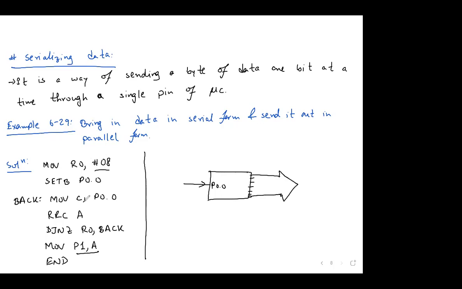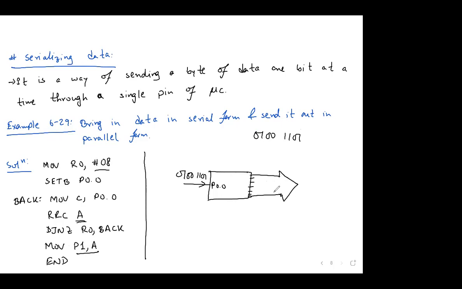See, whatever the data is, you have a single pin. Say the data is something like 01001101. This data will come over here like this, 1101. Then from this pin you are taking each bit at a time, and storing the entire byte in the accumulator. Then when you send MOV P1, A, all 8 bits are sent out at once using port 1.